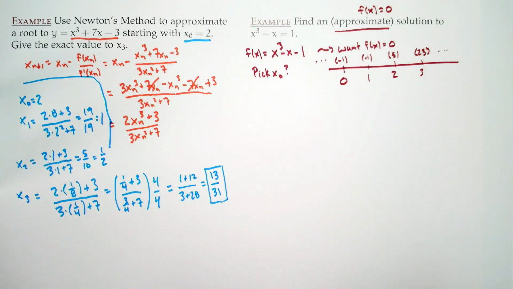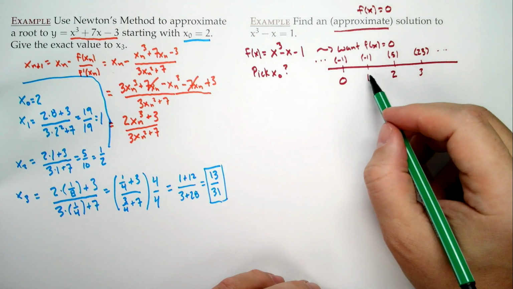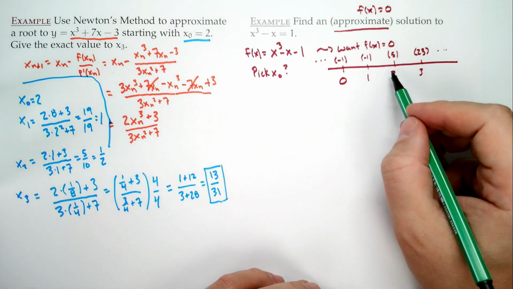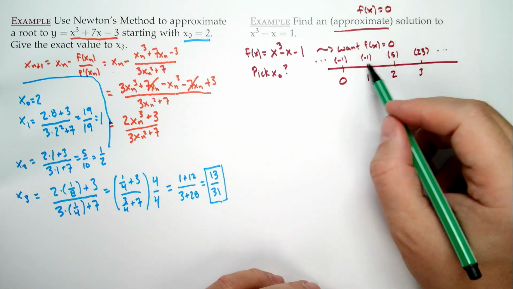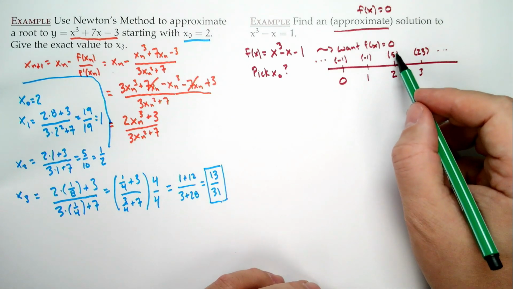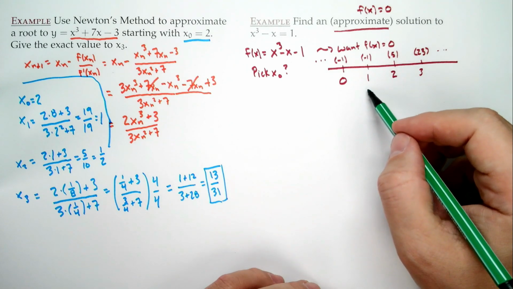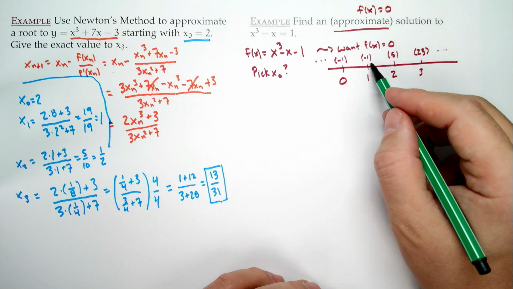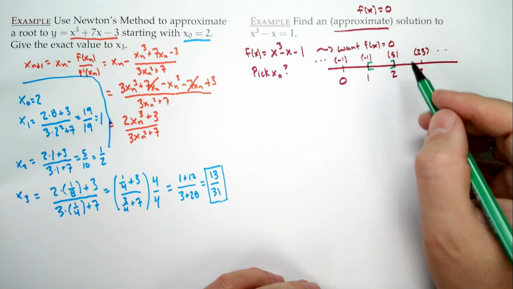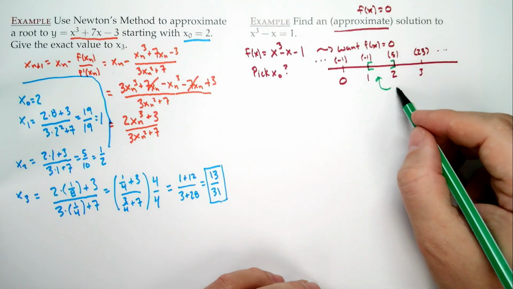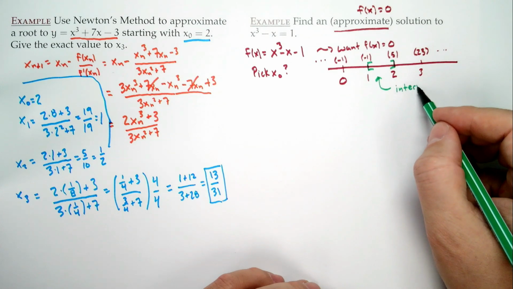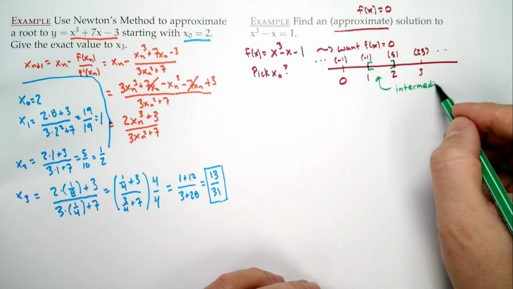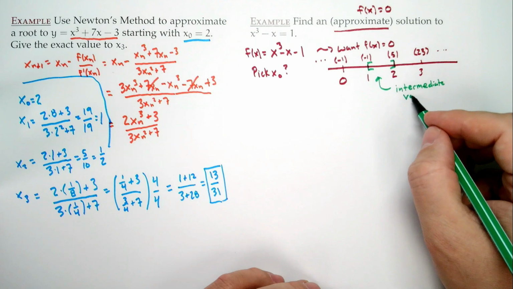And the answer is, look here, between 1 and 2. Notice we're negative, then we're positive. So we're starting below the axis, we're ending above the axis. So there's something called the intermediate value theorem. And that's the one that says, I can't jump over something. I have to hit all the values in between.